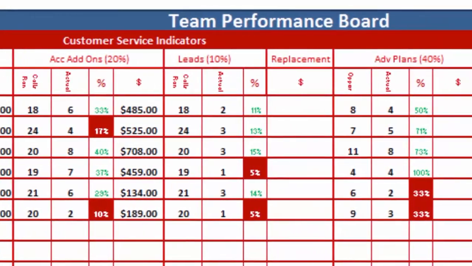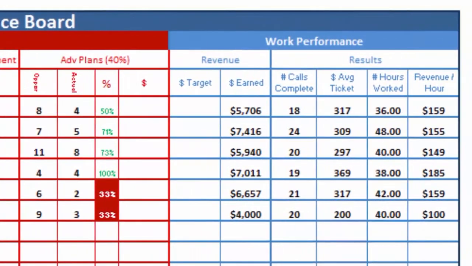So let's say on this big board or scoreboard, all of our technicians had an average ticket of $300. But poor Billy at the bottom, his average ticket was only $200. Well, if you don't have a way to track and manage this, you may go, let's say, an entire year not knowing that one of your technicians was not meeting your financial goals.